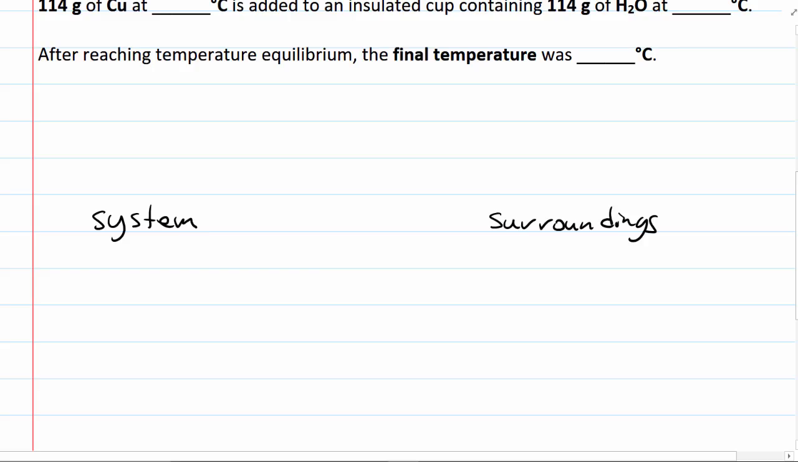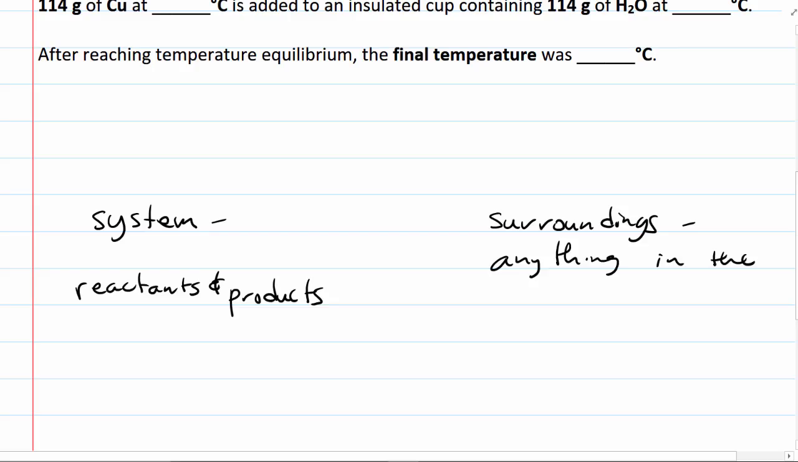Now, ultimately, what we want to do is describe what happens to the system in each of these processes. The system is going to be the part that includes the reactants and the products. So again, what we want to figure out is what's happening to the system. However, you and I are not a part of the system. You and I are part of the surroundings. And so the surroundings are basically anything that is in the vicinity of the system.